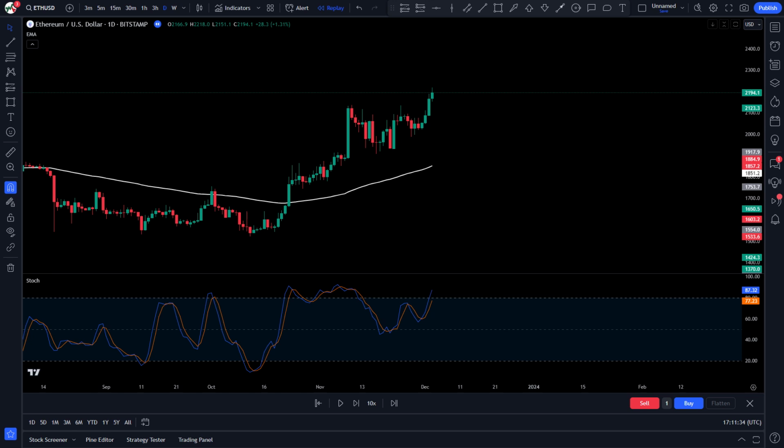Once again, in this chart, I'm going to demonstrate how to trade with the stochastic indicator like a professional. This is the price trend on the D1 time frame, just like the previous example.